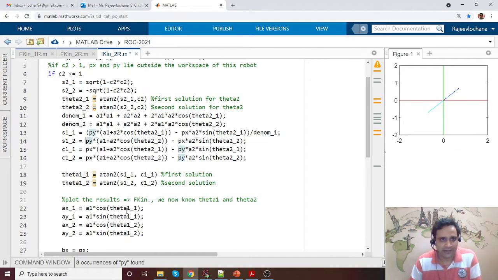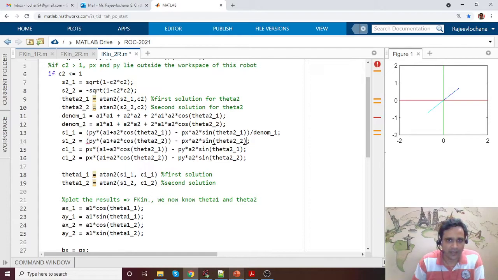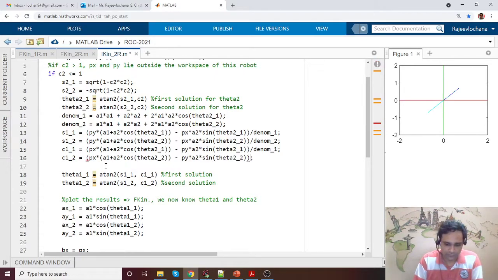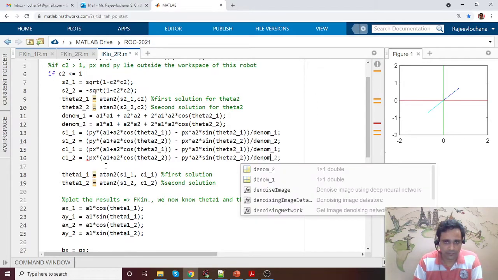Okay, and it is again important to have brackets. If you don't put a bracket here, then the last term will be divided before it is subtracted. So we don't want to do that. So this is denominator 2. Similarly here, denominator 1. Similarly here, denominator 2.